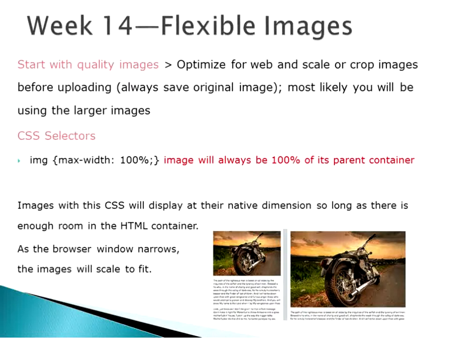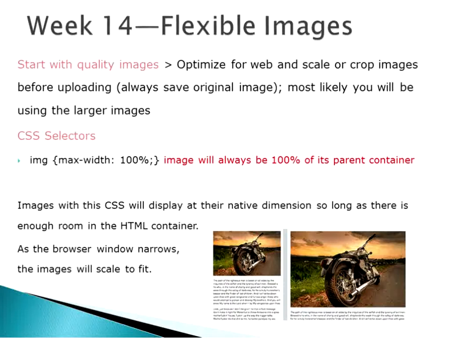You want to start with quality images. Make sure that they're optimized and scaled or cropped before you upload them to your local root folder, but always save the original image. And you can save that as a different name. For example, motorcycle original, so you know that that's the native file, or save a native Photoshop file instead of saving a JPEG. Most likely you will be using the larger images though.